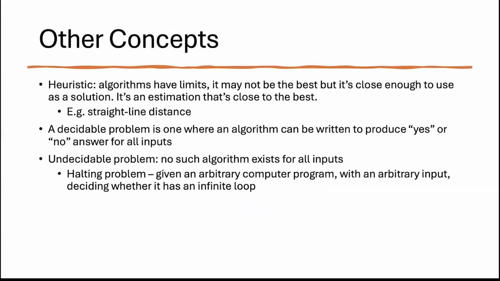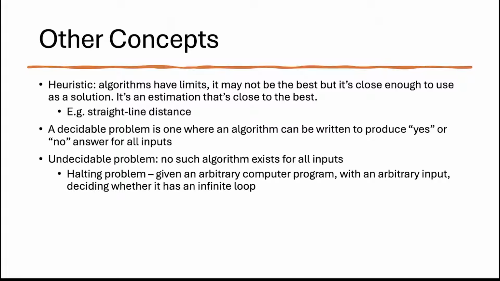So algorithms also have limits, and sometimes it's very difficult to find the best solution. So in terms of finding the best, we try to find an estimation that's close to the best. This is called heuristic. Say, for example, we can measure, let's say in Google Map, the distance between two cities. Maybe the real distance is too difficult to calculate, but we can use this estimation of straight line distance between 2 points to represent the estimation, which is as close, right?